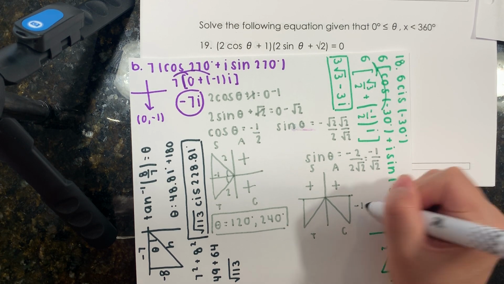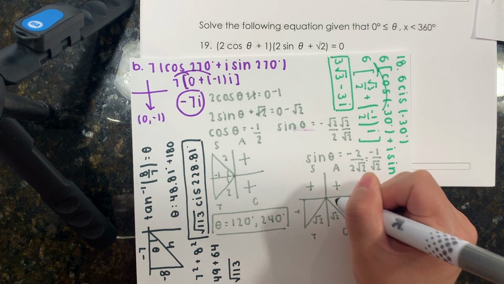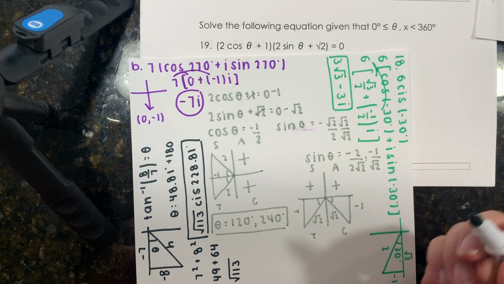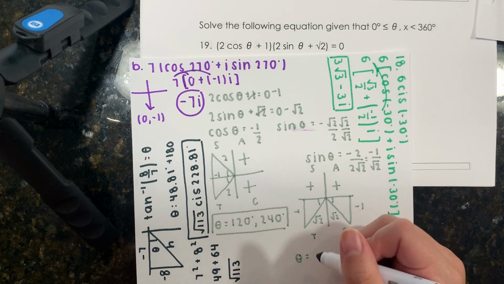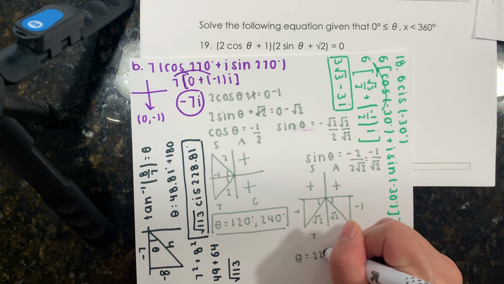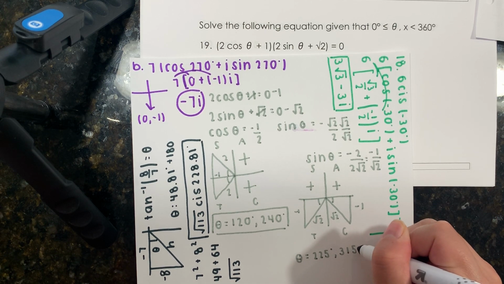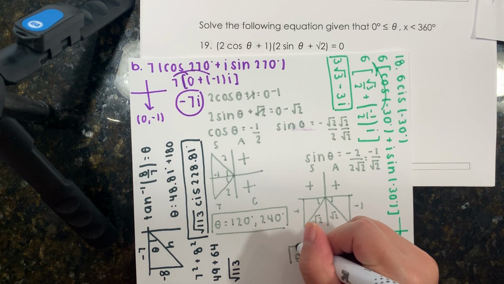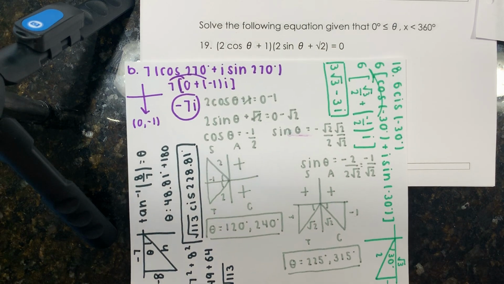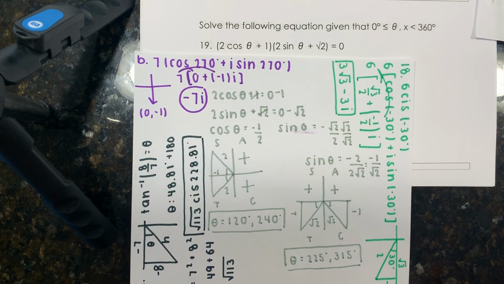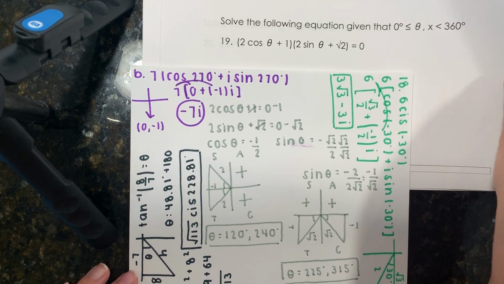I have an opposite of -1 and a hypotenuse of √2, which you should know is a 45, 45, 90 triangle. That would give me quadrant 3 is going to be equal to 225 degrees. And then quadrant 4 is going to be equal to 315 degrees, because you'd have to add 45 to 180 and then subtract 45 from 360. And luckily, they want the answer in degrees, not in radians.